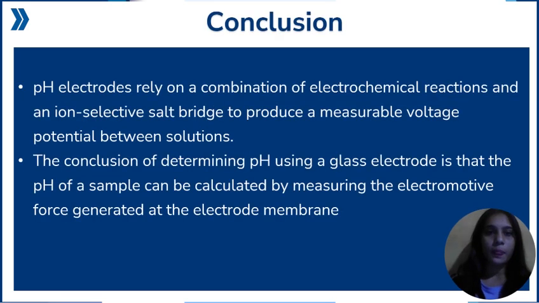We can conclude this experiment: pH electrodes rely on a combination of electrochemical reaction and an ion selective salt bridge to produce a measurable voltage potential between the solutions. The conclusion of determining pH using the glass electrode is that the pH of a sample can be calculated by measuring the electromotive force generated at the electrode membranes.